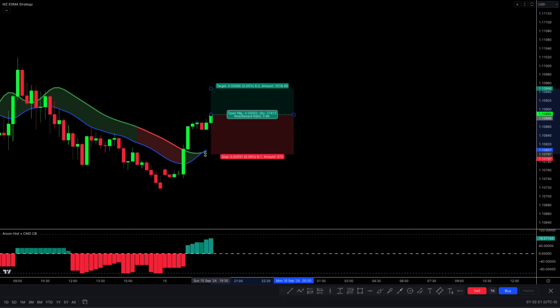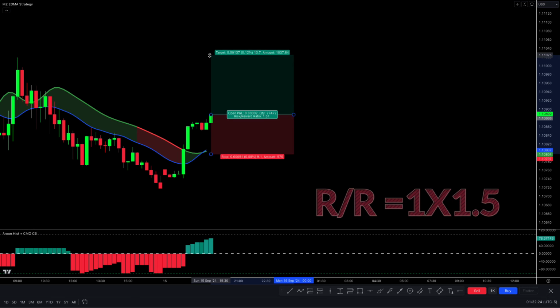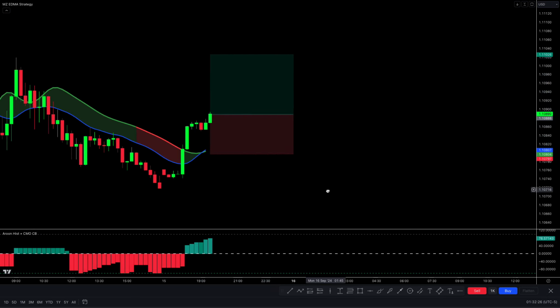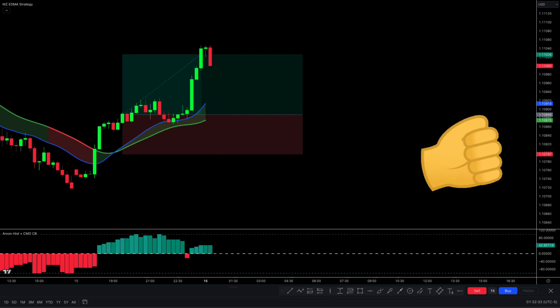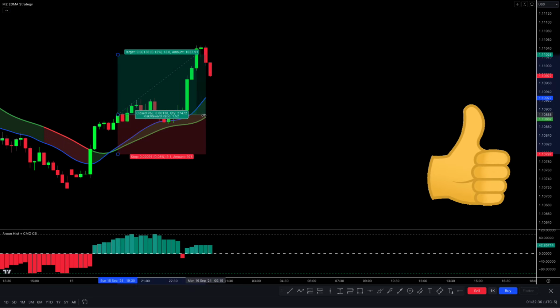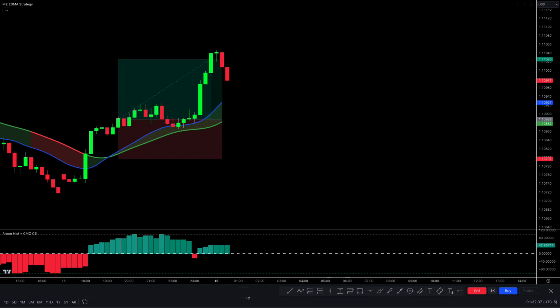And our stop loss is to be placed below the green line, and the risk to reward ratio will be 1:1.5. How does this trade play out? Wow, amazing. This trade has completely hit the target. I hope you liked this trading video.